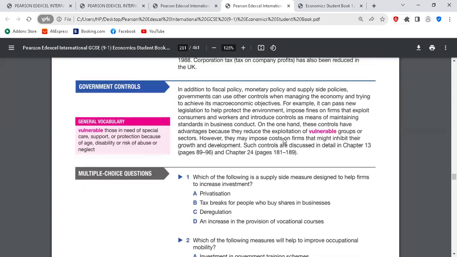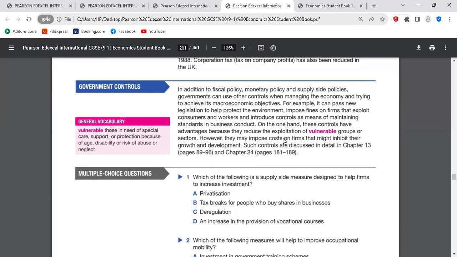In addition to fiscal policy, monetary policy and supply side policies, government can use other controls when managing the economy and trying to achieve its macroeconomic objectives. So what can government do? For example, it can pass new legislation, laws, to help protect the environment, impose fines on firms that exploit consumers and workers, and introduce controls as means of maintaining standards in business conduct.